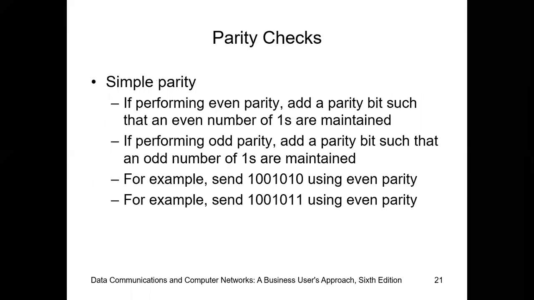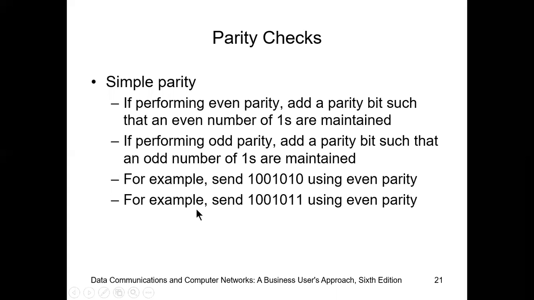Now let's look at parity checks. If we're discussing the simple parity, we are talking about appending a 1 or a 0 depending on the type of parity you have, right? Look at this. If performing even parity, then add a parity bit such as 1 to make all the bits even. Otherwise, if the parity is odd, then you add a 1 to the number of ones to make them odd. So for example, you are sending 100100101 using the even parity.